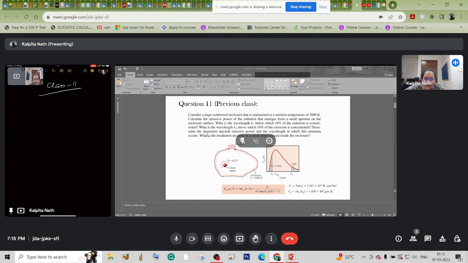Next, we have to determine the maximum spectral emissive power and the wavelength at which the emissive power occurs. That we can directly determine by lambda T equal to 2898. But before that, we have to understand how to solve this. The last question is, what is the irradiation incident on the small object placed inside the enclosure? This is the formula you will require: Planck's law, and the constant values are also given so you can easily use them to calculate the emissive power.